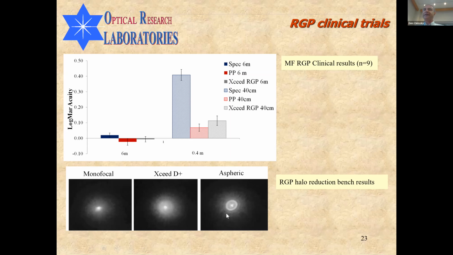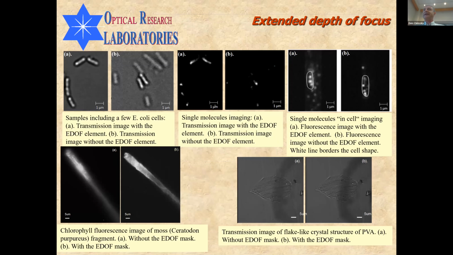In the case of an aspheric lens, you can see the very bright ring around the spot in the center, and this is a very significant halo effect, and this is why regular aspheric RGP contact lenses are not good for night vision. Just to sum up, this extended depth of focus technology doesn't have to be used only for ophthalmic lenses. We also embedded it in microscopy and created microscope objective lenses that have both high resolution and very large extended depth of focus.